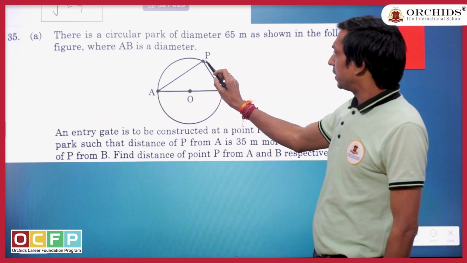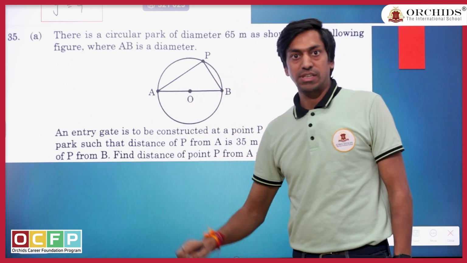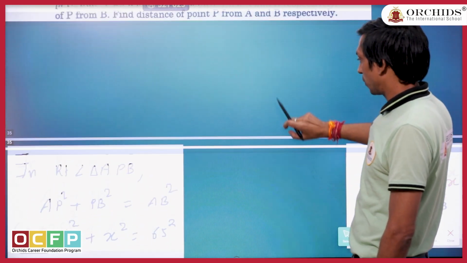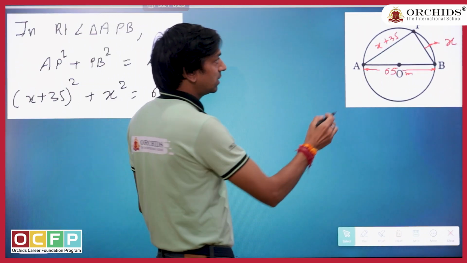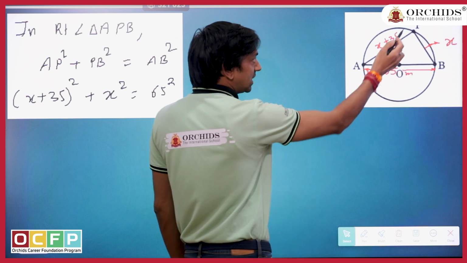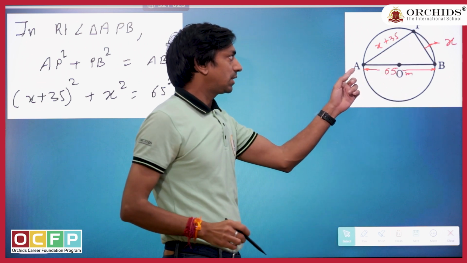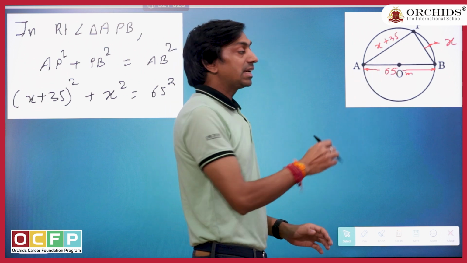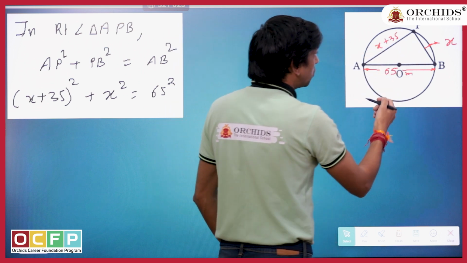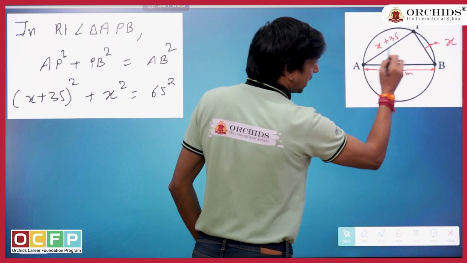The entry point P is given from the diametrically opposite ends, and some relation is given in this problem. Based on the statement of the question, the relation is that the distance of point P, the entry point, from one of the diametrically opposite points A is x plus 35, which means it is 35 more than the distance of P from the other end B.